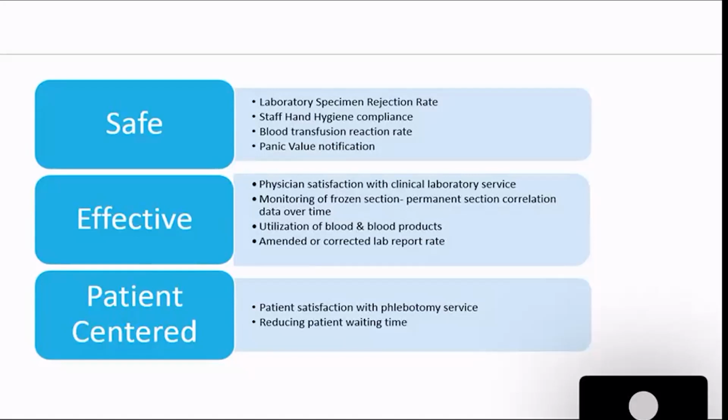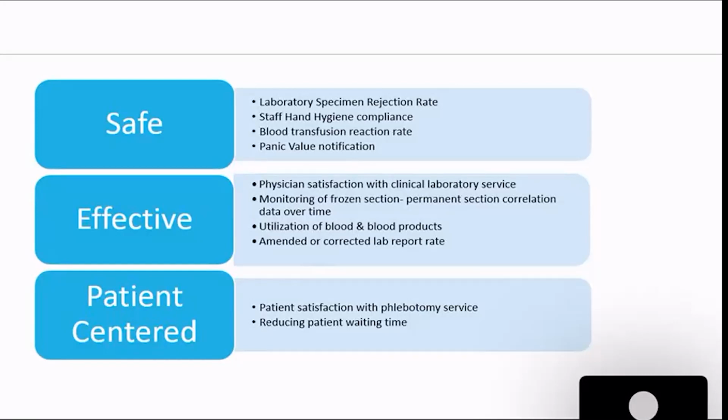Amended or corrected lab reports. Due to analytical error or clerical error, sometimes we may end up correcting lab results. There is a protocol for correcting the report in a timely manner, to avoid unnecessary treatment or wrong care to the patient. So this also reflects how effectively the process is being carried out.